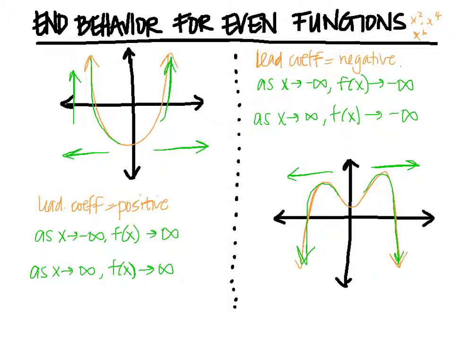Now, one thing to keep in mind, something that I'm hoping you're noticing, with even functions, you either both go down or you both go up. But with odd functions, they vary. One might go up and one goes down, and it depends on if your leading coefficient is positive or negative. Okay, so those are things to keep in mind.